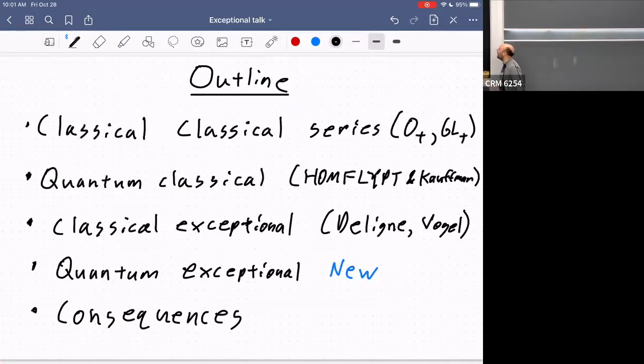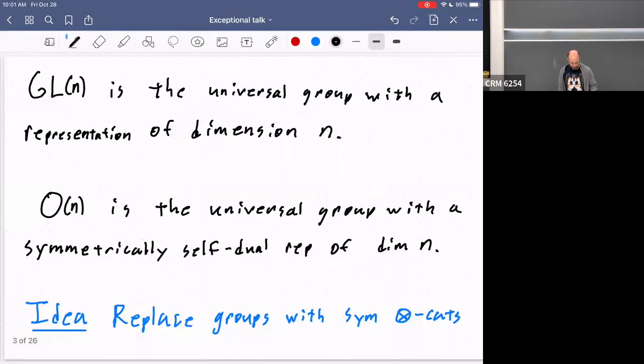Here's just a brief outline. What do I mean by quantum exceptional? There are two words there, quantum and exceptional. And annoyingly, the opposite of both of them is classical, right? So you can be quantum or classical, and you can be an exceptional group or a classical group. So I'm going to build up to this. I'll tell you what classical series are, what quantum classical series are, what classical exceptional is, and then quantum exceptional, which is our new goal. And then I'll get to some consequences.